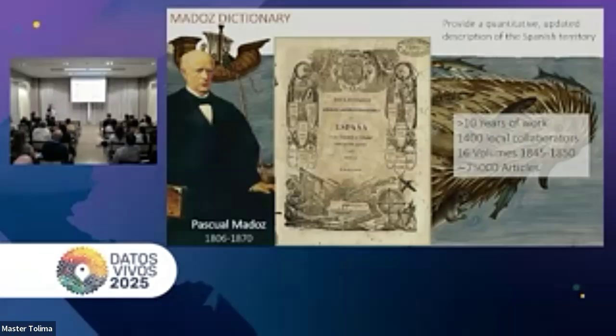This was a huge endeavor. It took 10 years to do. They worked with 1,400 local collaborators. They produced 16 volumes that were published between 1845 and 1850, and there are more than 75,000 articles.